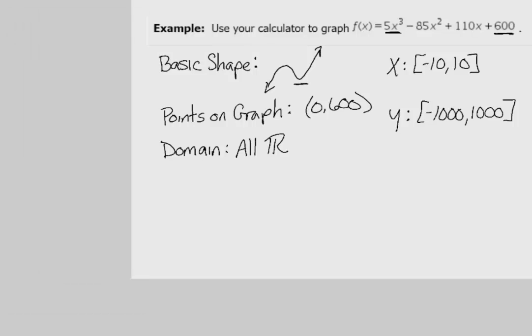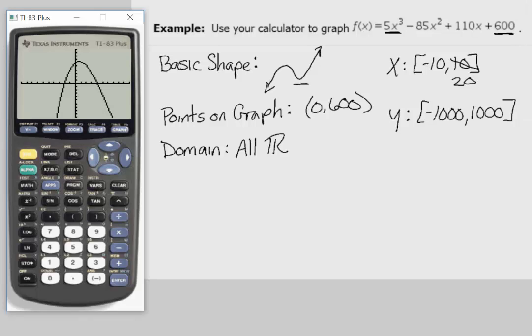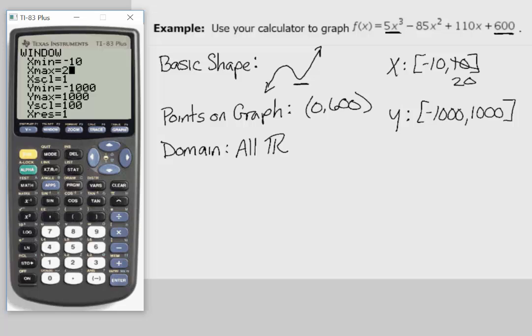So we're missing this little part right here. So that means that I need to go more to the right. So I'm going to change my x window, and maybe we'll go from -10 up to 20. So back to the calculator. We'll change the window and make x go out to 20. And now we get something that looks like a cubic, but we're still missing that minimum.